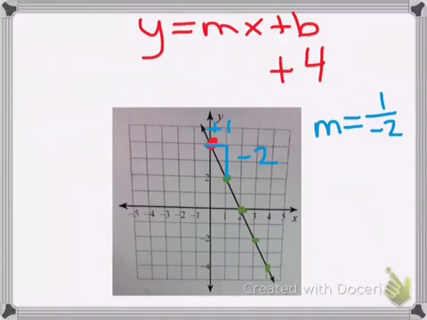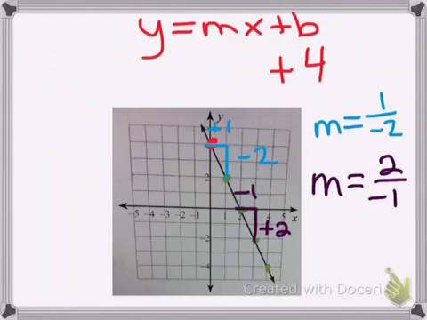Let's change colors again. I don't like that one. Maybe this. Okay, so what if you went the opposite way? What if you went rise 2 and then -1? So that slope would be 2 over -1. Oh, we did the first one wrong, didn't we?